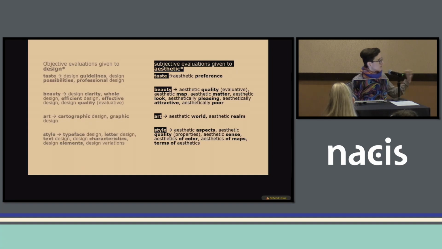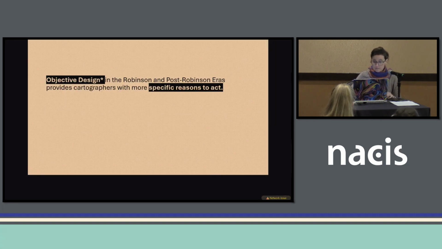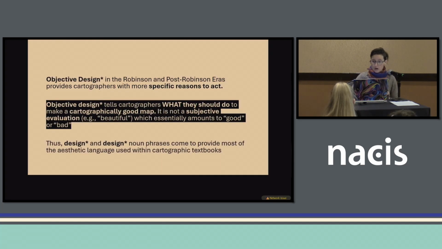And for that reason, it's not really giving you a reason to act aesthetically. So you don't really have anything that you can do with that knowledge, compared to words like design that are giving you specific actions that you can take to make a really good map. So design is now providing very specific reasons to act. That accounts for why we start seeing much more design language within cartography. It's not subjective. It's not a word like beautiful, which is basically amounting to good or bad.